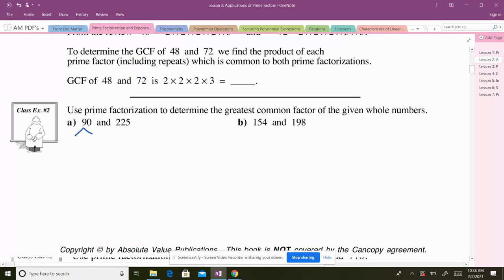so 90, what multiplies into 90? 10 and 9. Perfect. Okay. Keep going to get the primes. What multiplies into 10? 2 and 5. What multiplies into 9? 3 and 3. Okay, those are all the primes, right?